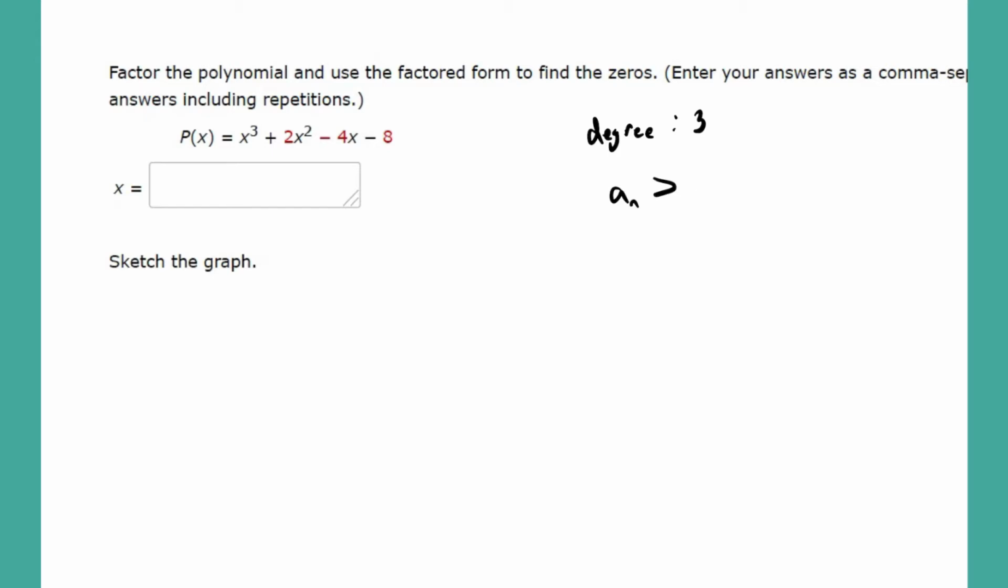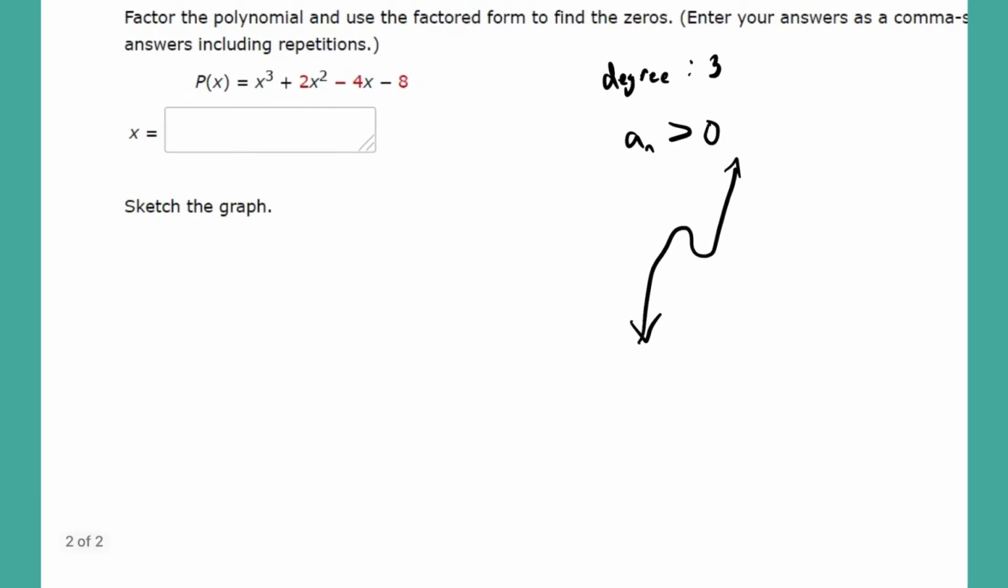And the leading coefficient is positive. I keep on putting 1, it should be 0. Leading coefficient is positive 1, which means the general shape will look like this. Fall left, rise right. So let's go ahead and factor this.